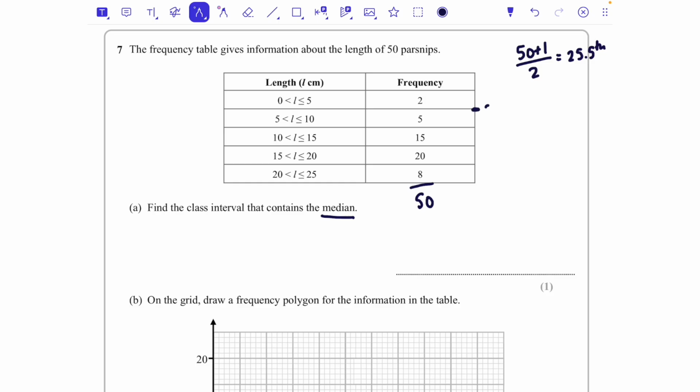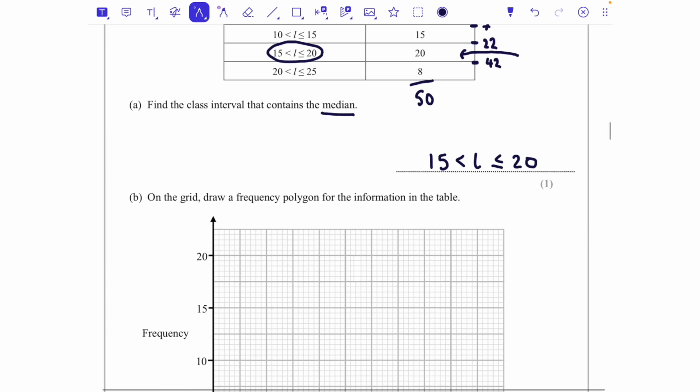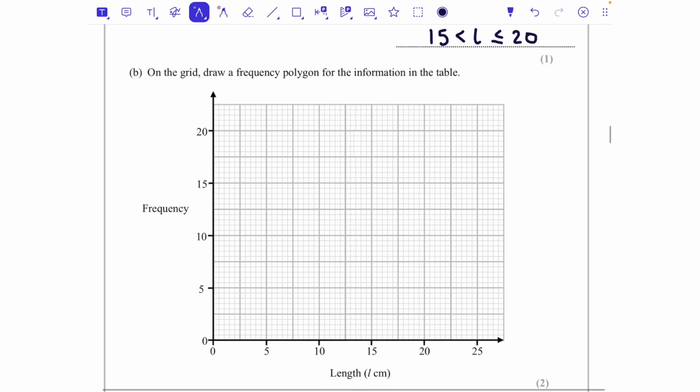So at the end of this category, I've had 2 of the smallest parsnips. At the end of this category, I'm now up to 7. So I've still not reached that middle value. At the end of this category, if I add on another 15, I get to 22. So I've still not reached the middle value. But by the end of this category, if I add 20, I'd be up to 42. So my 25th and my 26th piece of data fall in this category here. This is the class interval, the category. So we're going to write exactly that on the answer line, 15 to 20. There we go. On the grid, draw a frequency polygon for the information in the table.